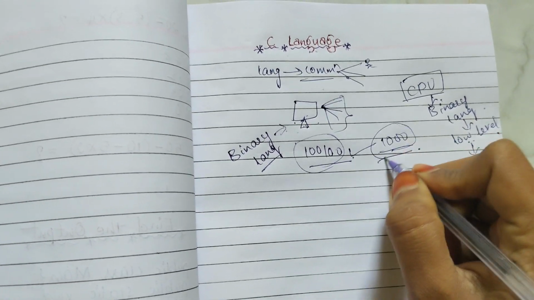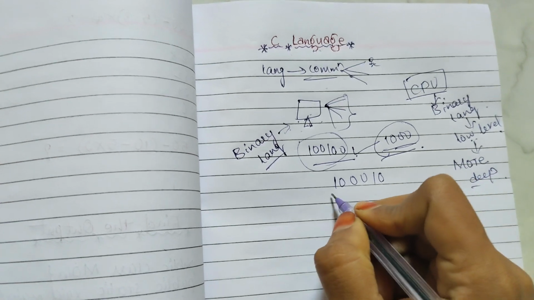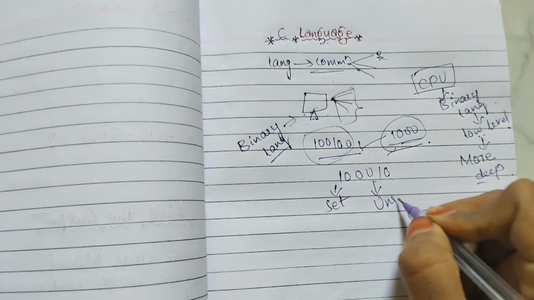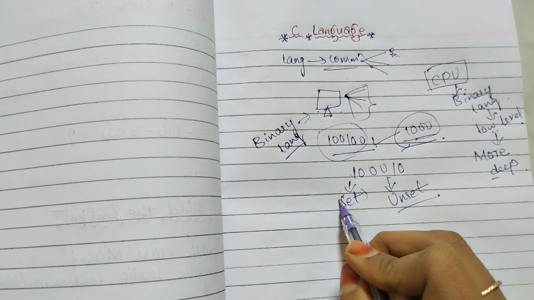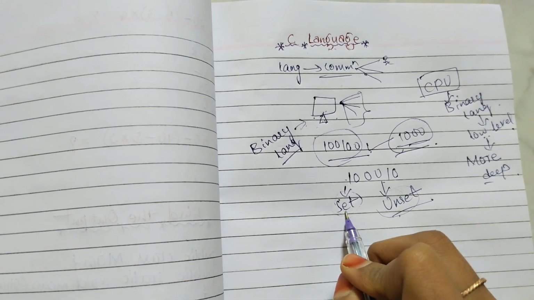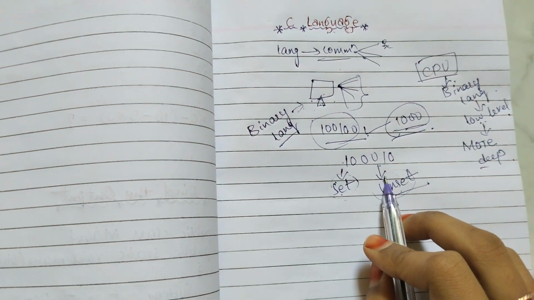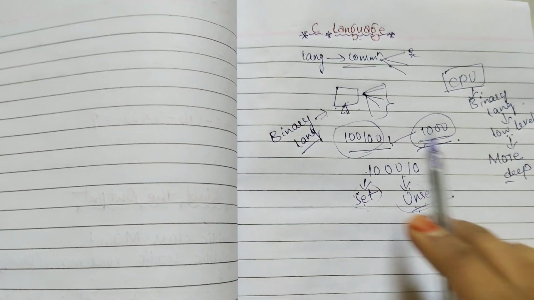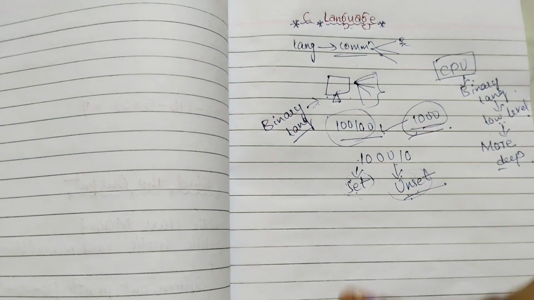Here we have chips, that is transistors. 10010 means 1 is set, 0 means unset. We have chips inside the CPU, the transistors. 1 means set, 0 means unset, which means 1 is switch on and 0 is switch off. That is the meaning of this 0 and 1. If you understood this much, what is low level language, binary level language, and what is programming language, why we use it, then you can easily understand the next points.